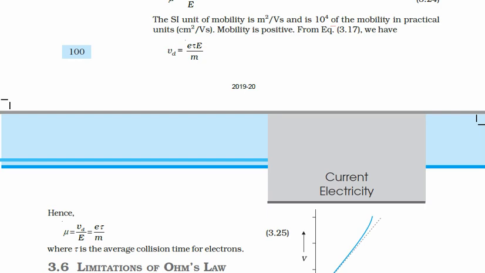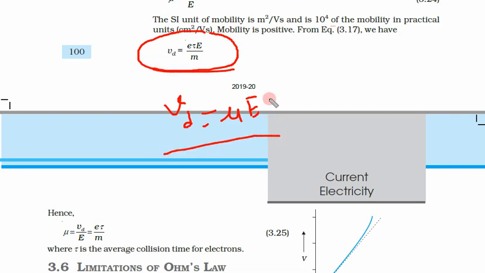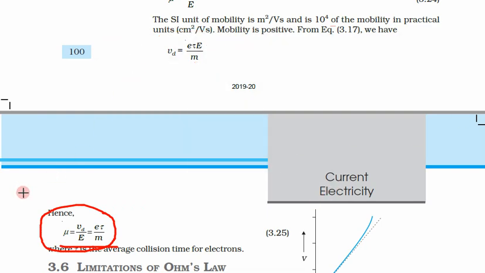Now how can we calculate the mobility? Vd is equal to mu E. Mobility is the magnitude of the drift velocity per unit field. Drift velocity is equal to mu E, and when we compare, Vd to Vd, E is cancelled out, so mu is equal to E tau by m. If we divide Vd by E, we get E tau by m, that is mobility.